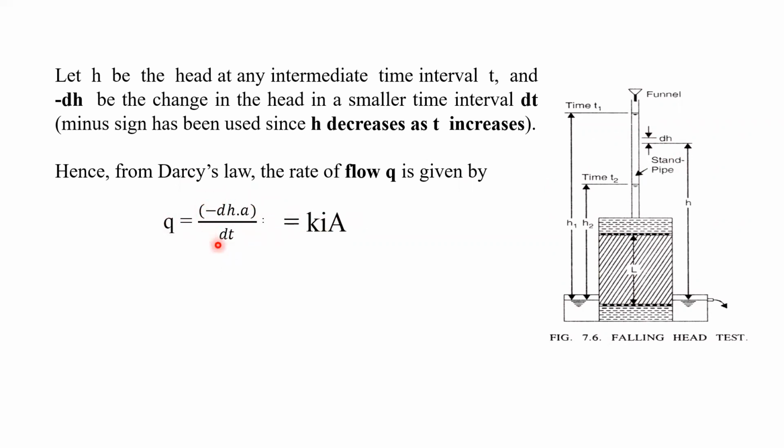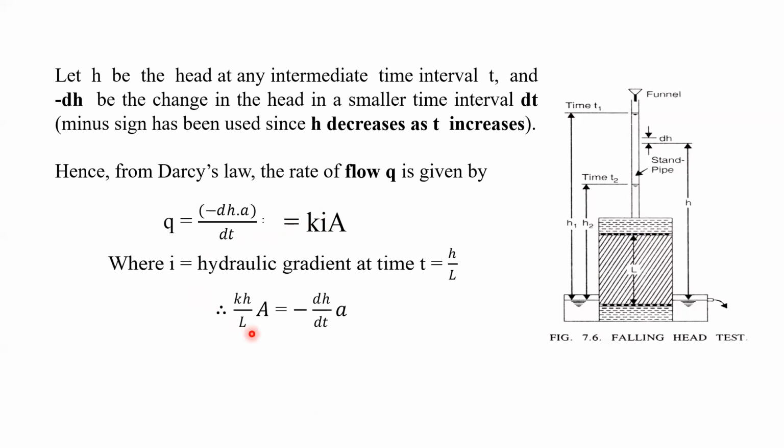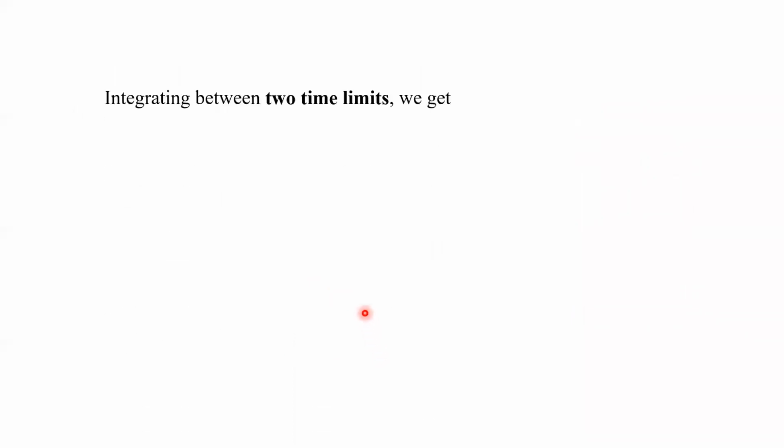Let us take these two parts for the further analysis, where i is the hydraulic gradient. Further, how can we write these equations? k h by L into A, because i is equal to h by L. So k h by L into A equals minus dh into a by dt. Further, we can write a k by a L into dt is equal to minus dh by h. So we are going to integrate these equations.